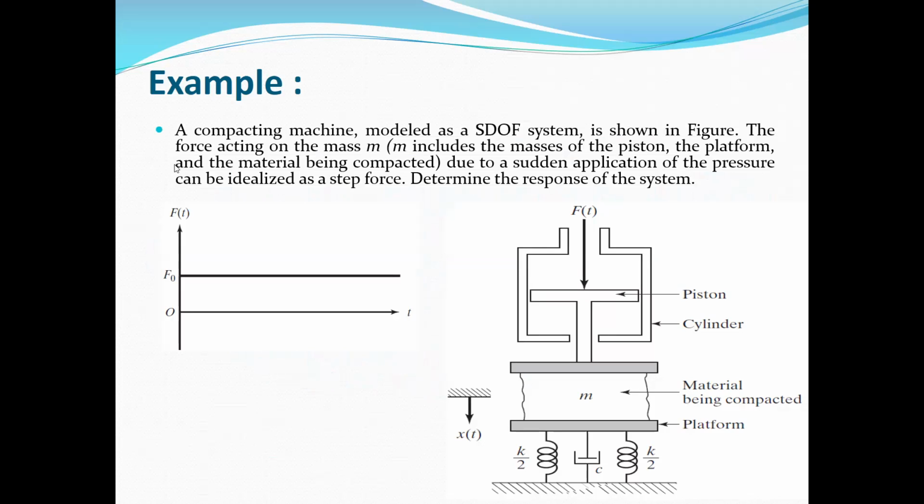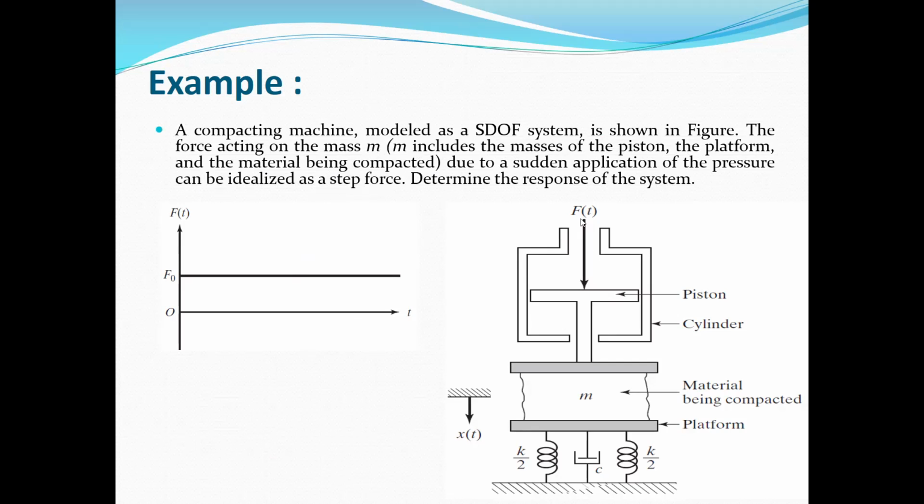Okay, the next example here, we have a compacting machine modeled as a single-degree-of-freedom system, as shown in the figure. The force acting on the mass M, which includes the masses of the piston, the platform, and the material being compacted, due to a sudden application of the pressure, can be idealized as a step force. Here you can see, determine the response of the system.